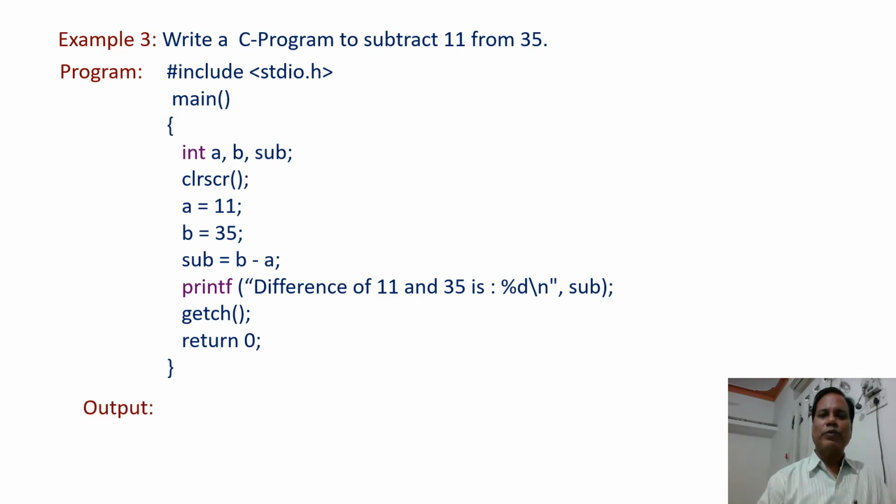And whenever this program is executed or run, we get the output as difference of 11 and 35 is 24.